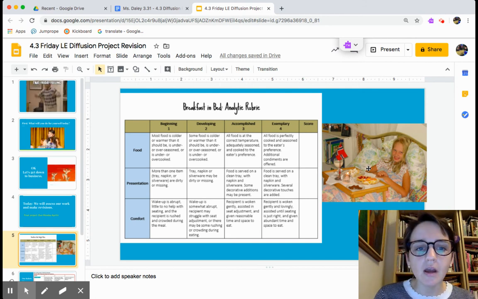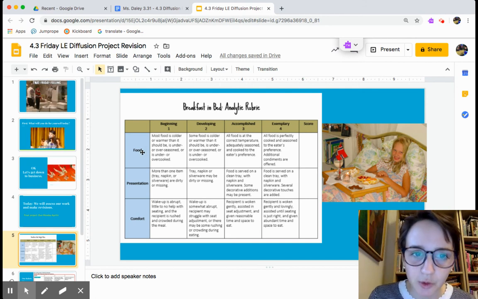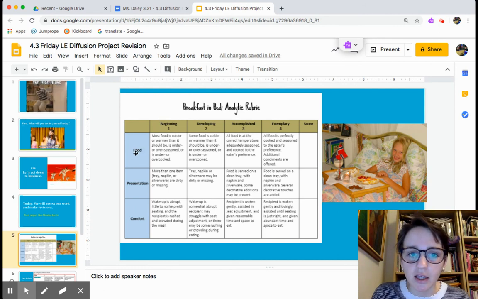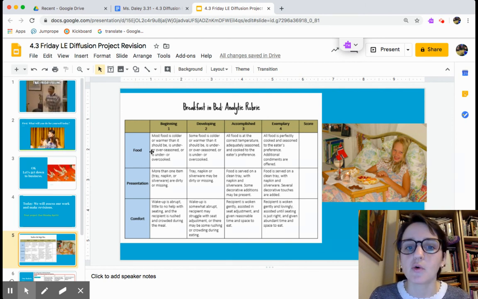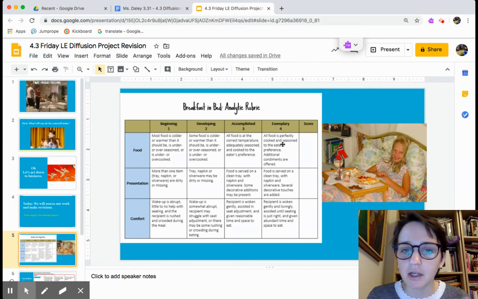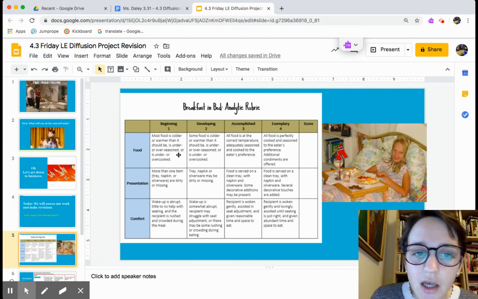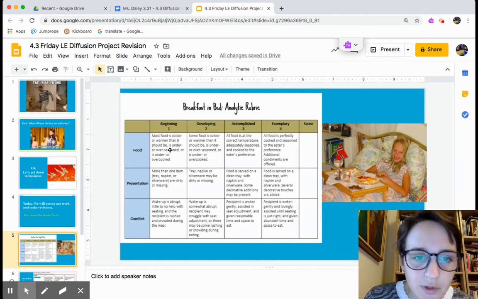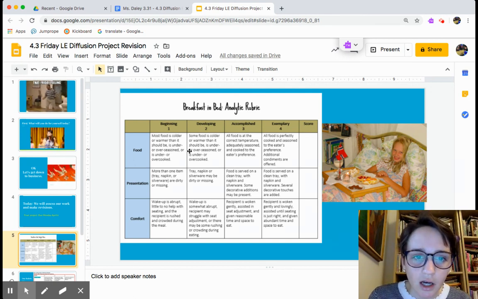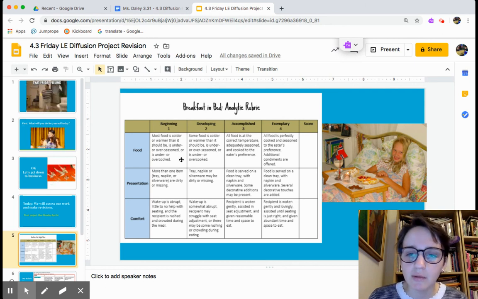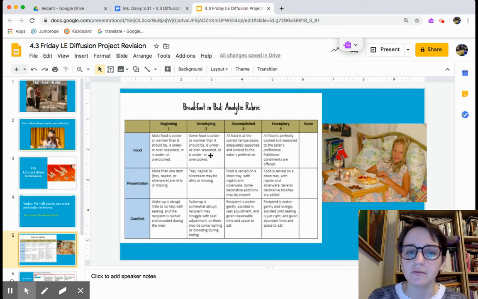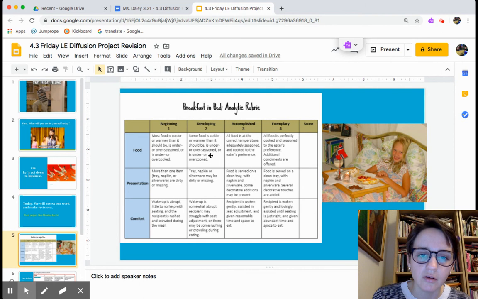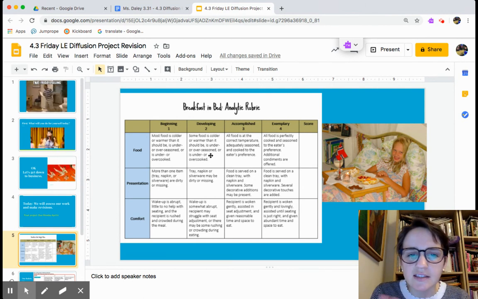So I'm going to look at each category. The first one is food. And based on what I see in the picture and then what I see here as my criteria for what score I'm going to give this breakfast in bed, I'm going to pick the one that's aligned. So if it was not a very good breakfast, it would say, okay, the food was cold or too hot. It's not seasoned well. Maybe it's undercooked. If it's a little bit better than that, maybe just some is cold, and some of the food isn't that good.